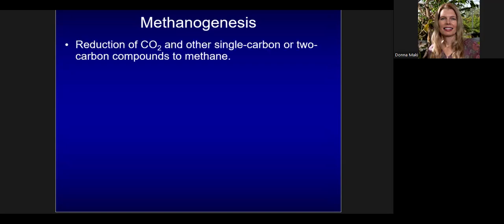And so what you have happening is they can take carbon dioxide or some other pretty simple carbon compounds and convert it to methane. Methane's a gas, it's a waste to them, so they'll just excrete it out. So far, the only ones that seem to know how to do this belong to the domain Archaea. We haven't found any in the domain Bacteria.